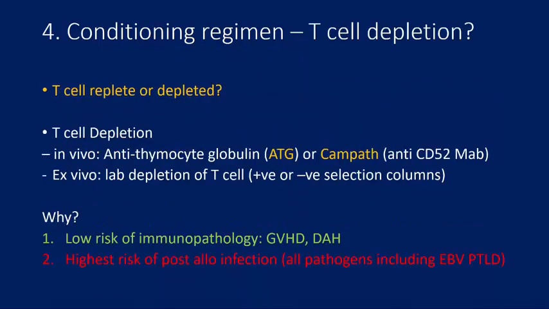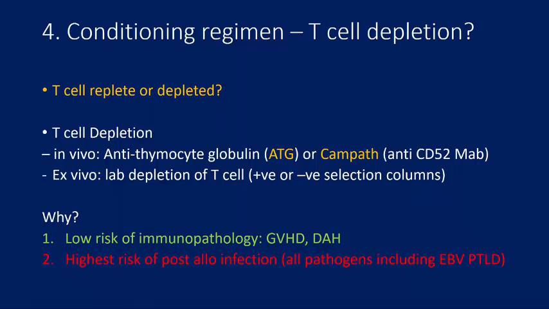Associated with this conditioning regimen, it's reasonable to think, is it T-cell depleted or not? The T cells are those donor cells that drive all the immunopathology, and this can be done either in the patient using ATGAM or CAMPATH, or it can be done in the lab by using columns. Now, it's important because patients who are T-cell depleted have the lowest risk of immunopathology, such as diffuse alveolar hemorrhage and GVHD, but they have the highest risk of post-allograft infection.